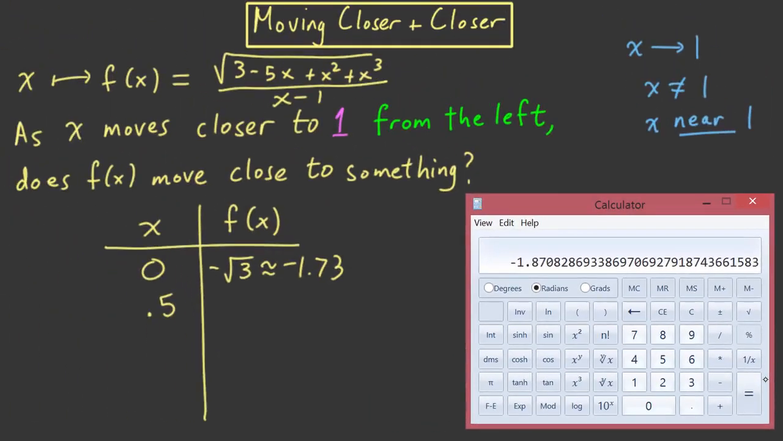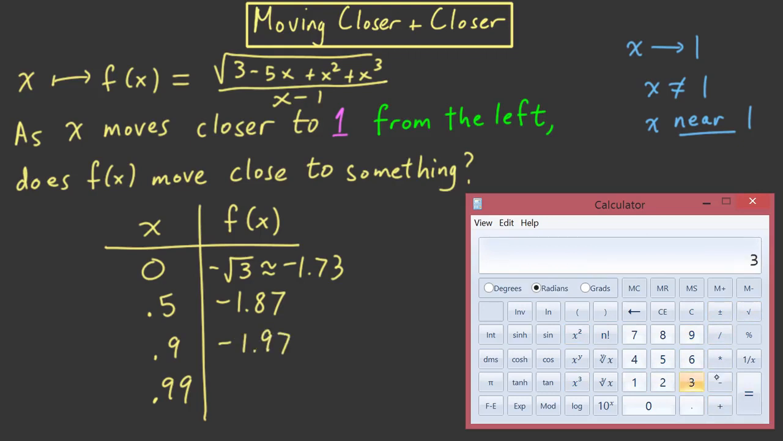So back to our table, we've got f of x moving from minus 1.73 to minus 1.87. Well, that's not really enough data to tell if f is getting closer and closer to anything in particular. So let's take our next 2 values of x and plug those in. I'm going to fast forward through the calculations. You ready? x equals 0.9. All right, that's approximately minus 1.97. And finally, 0.99. And we've got minus 1.997.